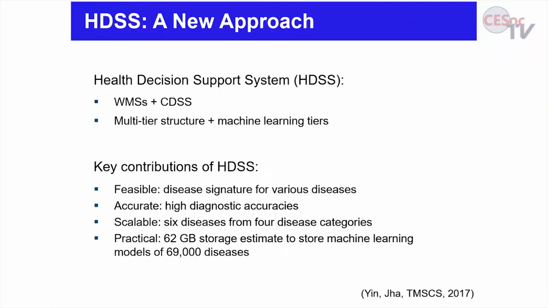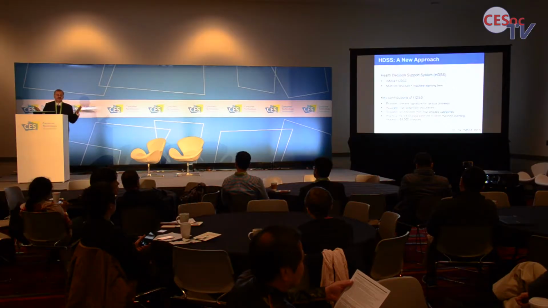So you could, in parallel, monitor all the diseases and see if there's a disease onset for any one of them. So that's maybe a decade away, but the key there is not the machine learning algorithms. The key there is the lack of data sets. That is what is preventing us from achieving this goal. So let's look at HDSS.